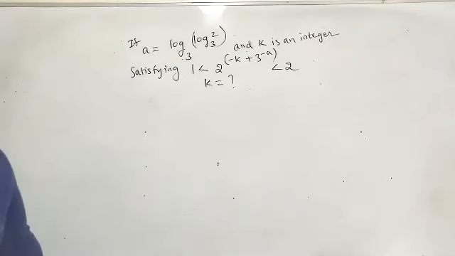If a is equal to log of log 2 to the base 3, to the base 3, and k is an integer satisfying 1 is less than 2 power minus k plus 3 power minus a is less than 2, then k is equal to, what is k? Krishnaja, right? Others, I want your responses. I want each one of you to respond on this question.